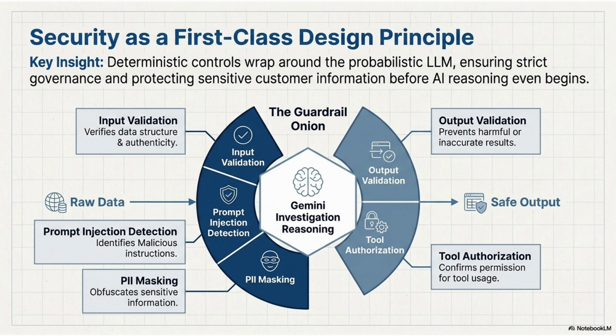Security here was treated as a first-class design principle. Before AI reasoning even begins, the platform validates inputs, detects prompt injection attempts, masks sensitive information, authorizes tool access, and validates AI outputs. These deterministic controls improve trust and governance.